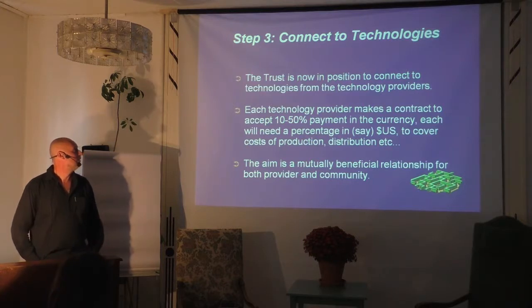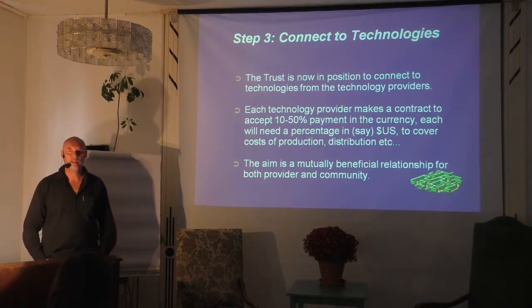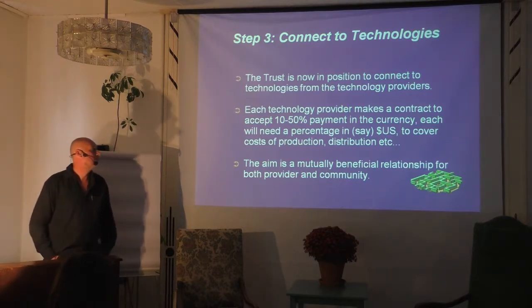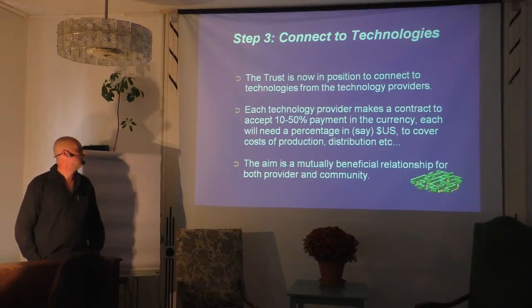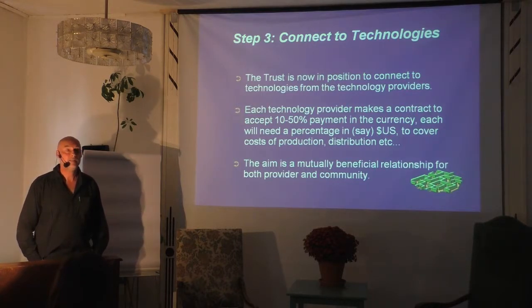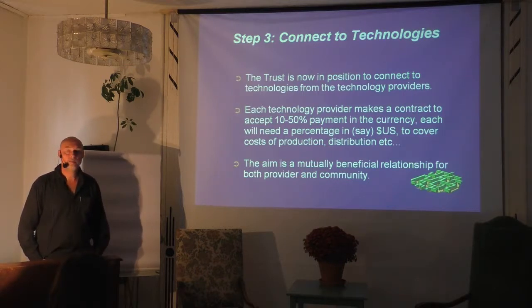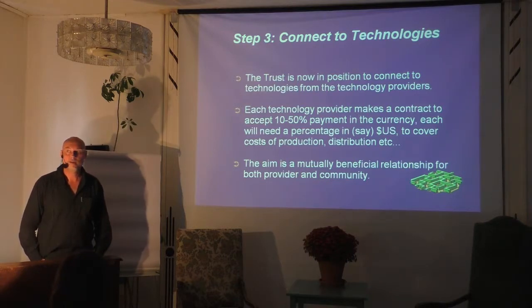And the trust is now in a position to connect to the technologies from the technology providers. And each technology provider makes a contract to accept, let's say, for example, between 10 or 50% payment in the complementary currency. Now, they'll all need a percentage, probably, of euros or pounds or dollars or whatever. But if they accept, say, 50% in the alternative currency, the community currency, then we've just halved the bill that we need to pay to those providers.